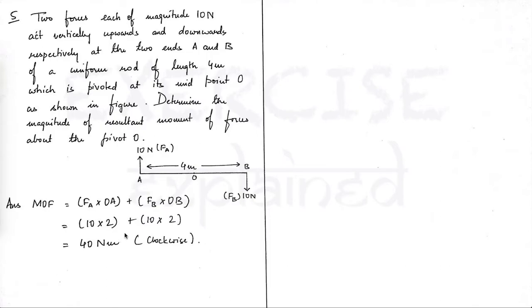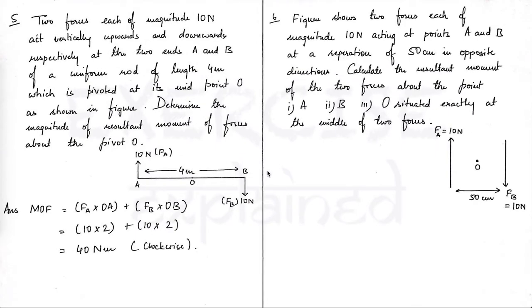Now let's talk about the direction. So you can see here Fa will be rotating about O like this. So it is going to be clockwise, as well as this Fb will also be rotating about O like this. So this will also become clockwise. So since both the moments are clockwise, we will write the direction also as clockwise. So getting into question number 6, ICSE 10th force exercise 1A.